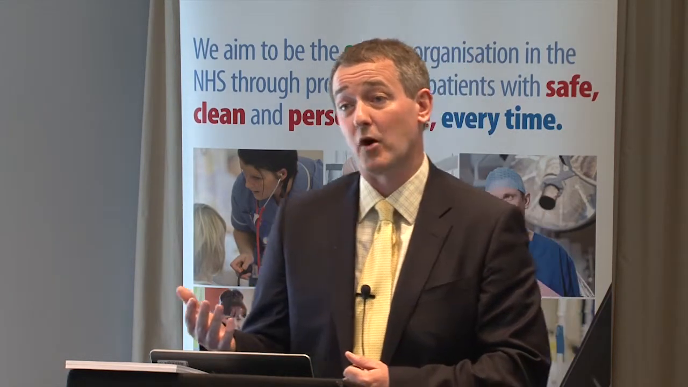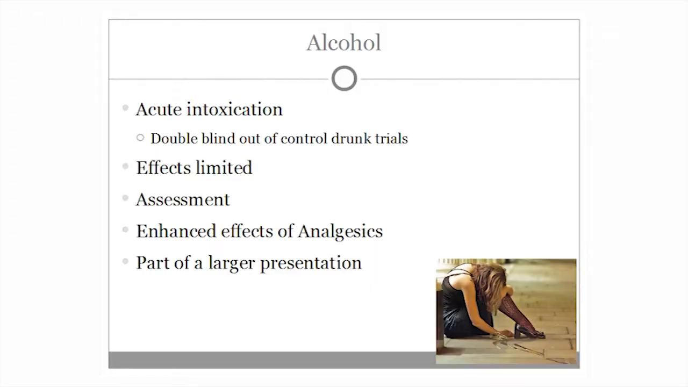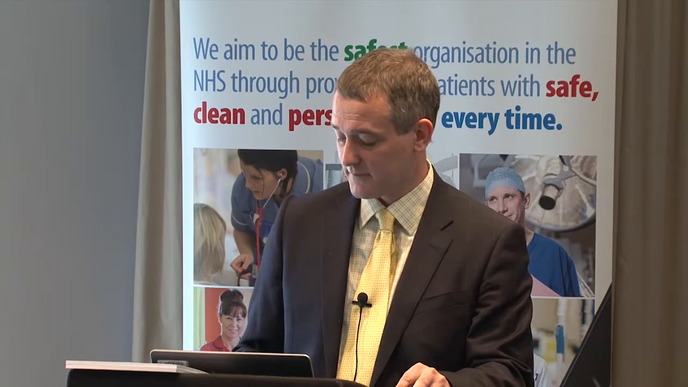So if someone's already got a central nervous system depressant on board in the form of alcohol, and then we throw in a few more medications, then those effects will be enhanced. And we need to be aware of that and consider that when we're giving them the medications. And alcohol, finally, is often part of a much bigger presentation, and we have to think about that. It may be that they have got other drugs on board, and we need to consider that when we decide what analgesias to give them.